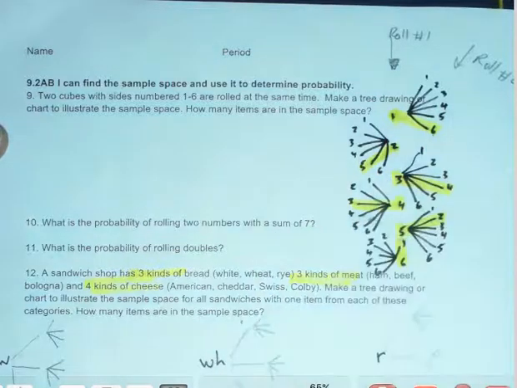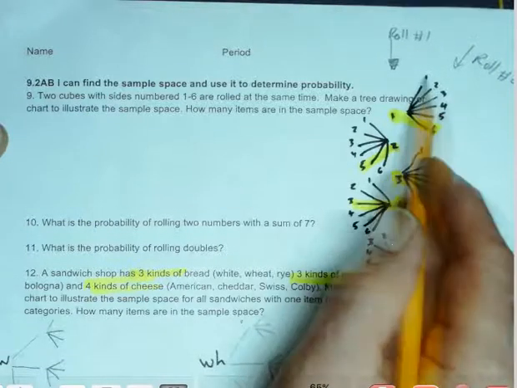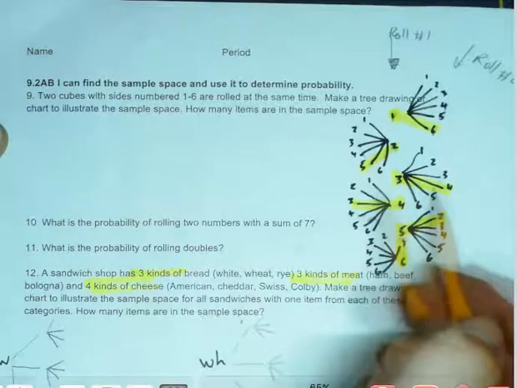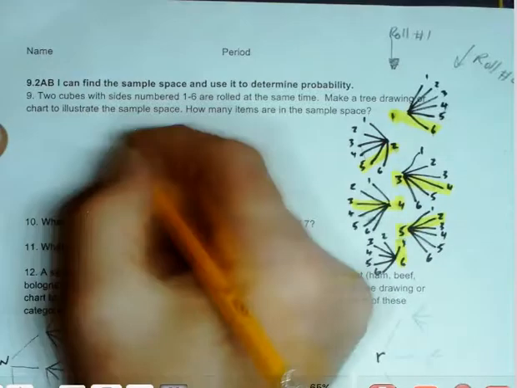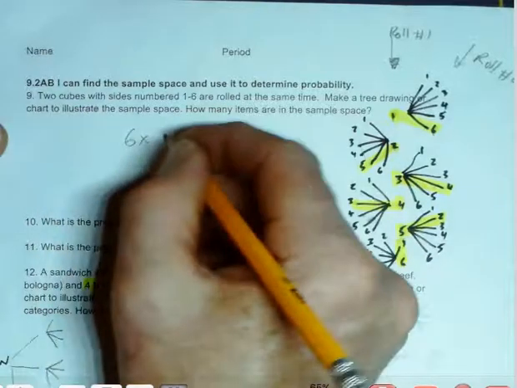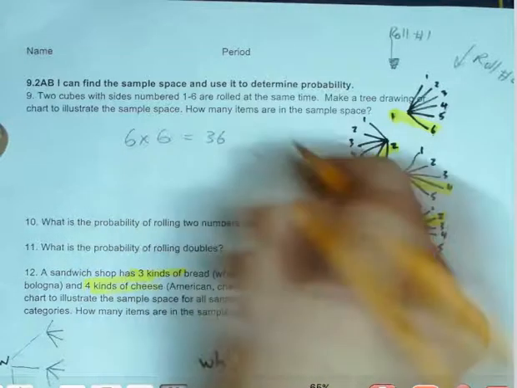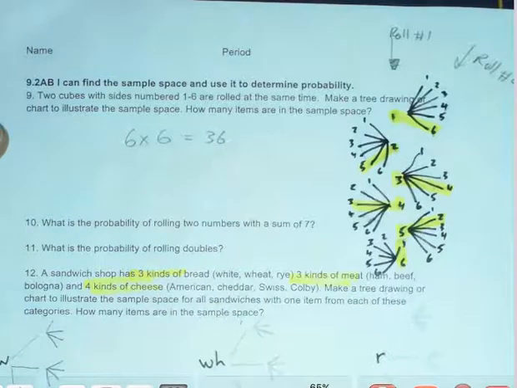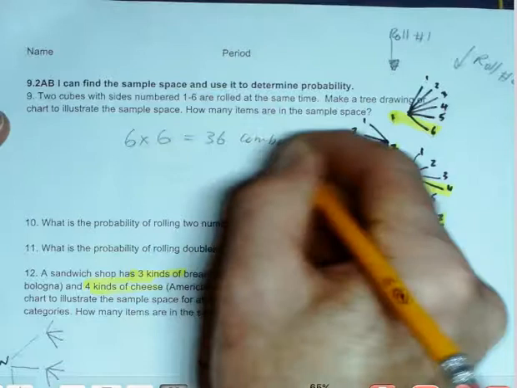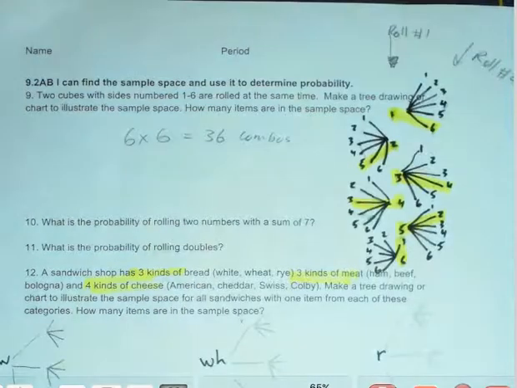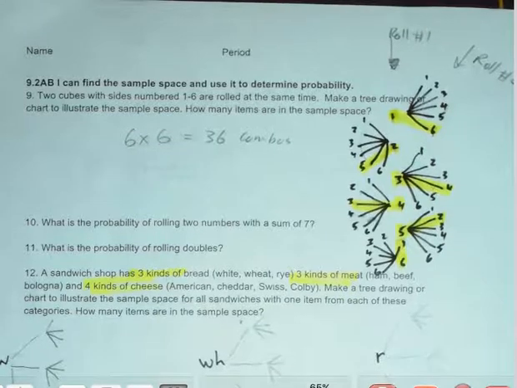So you can see that if you count all of these different possibilities, we've got 6 here, 6, 6, 6, 6, and 6. We really have a total of 36. So it's 6 possibilities on the first one, and there will be 6 on that second one. It gives us a total of 36. So the sample space is 36 combos, or combinations. What's the probability of rolling 2 numbers with the sum of 7?